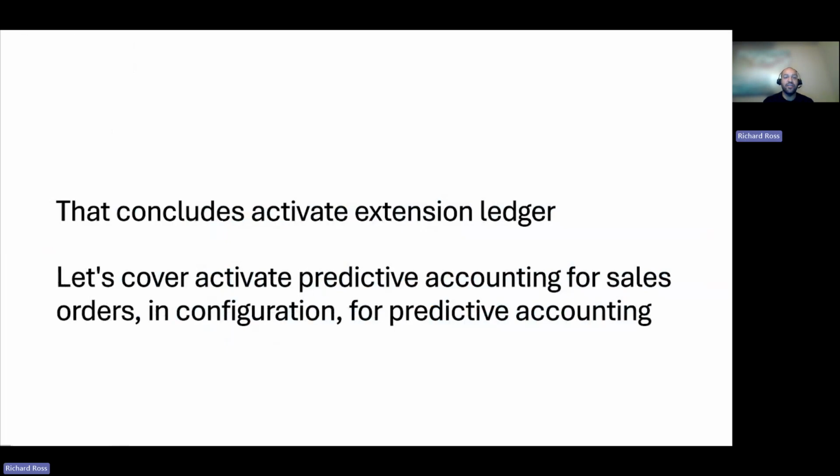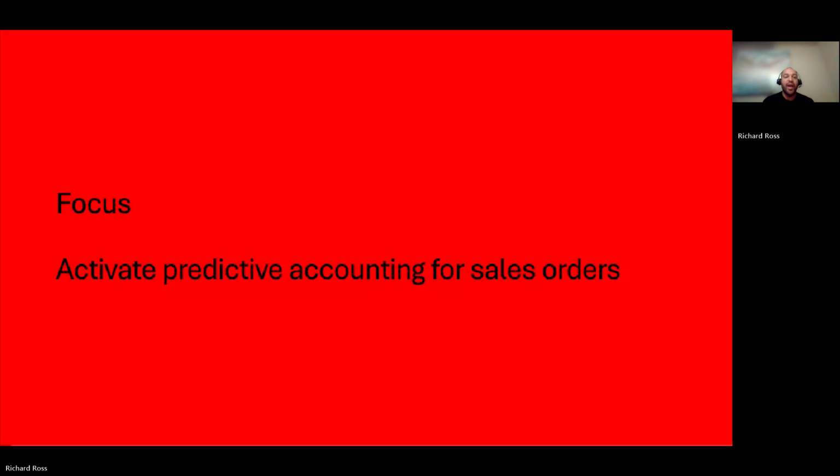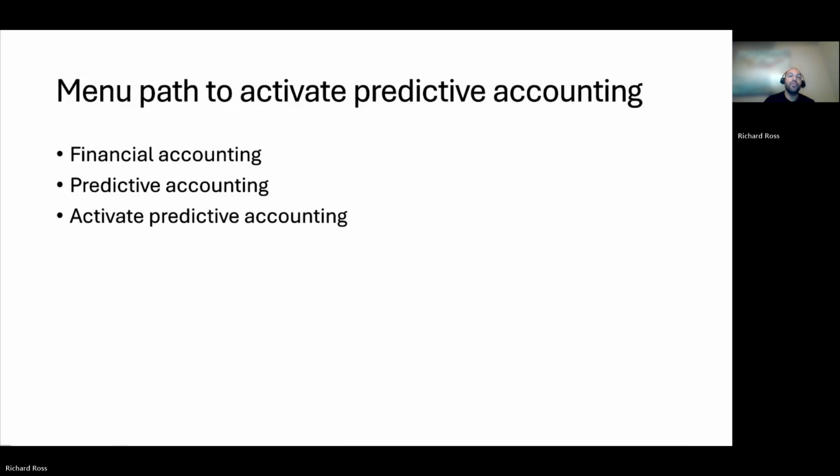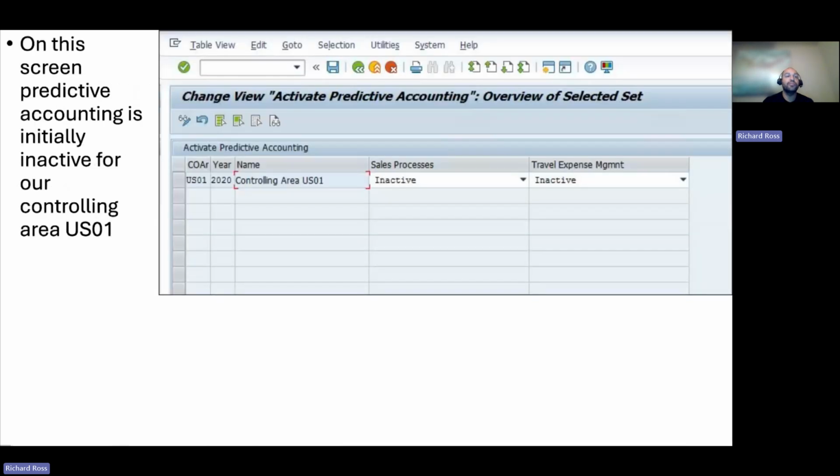Let's cover Activate Predictive Accounting for sales orders in configuration for predictive accounting. Activate Predictive Accounting for sales orders. Let's activate predictive accounting so the functionality can generate journal entries for sales orders. Menu path to activate predictive accounting: financial accounting, predictive accounting, activate predictive accounting.